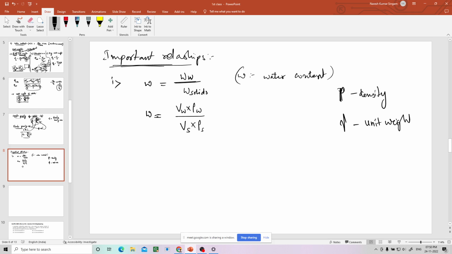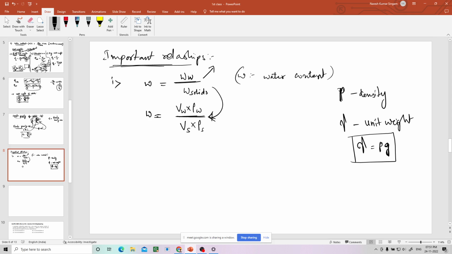What is the relationship between these two? Gamma is rho g. That's it, where g is the acceleration due to gravity. Now you have converted the weight of water; this is the definition. You cannot question here. Then after that, I'm using all my knowledge to elaborate it.